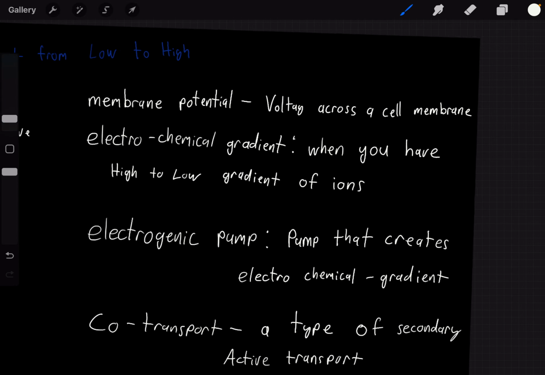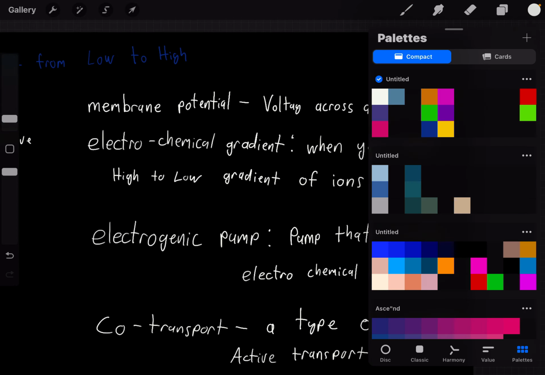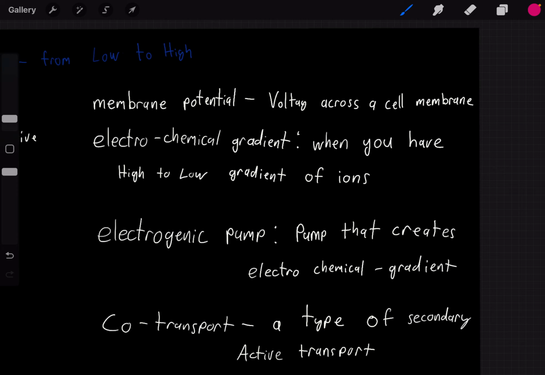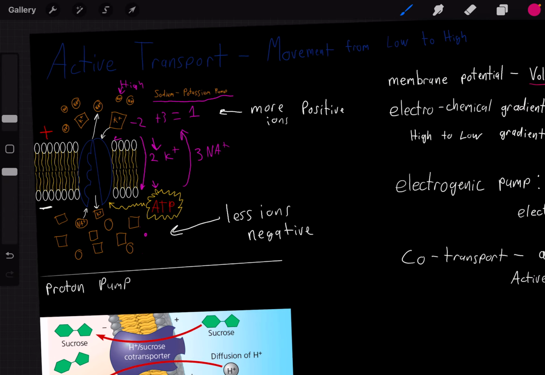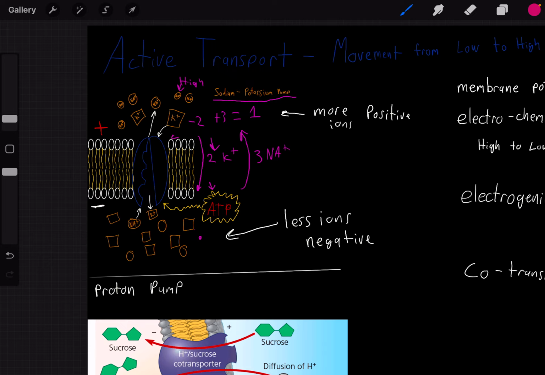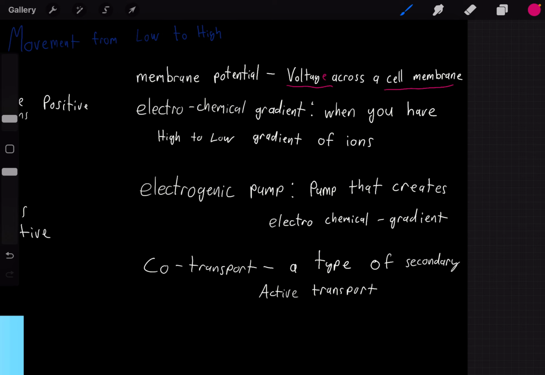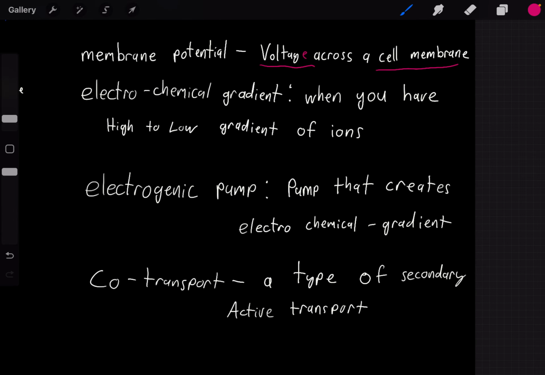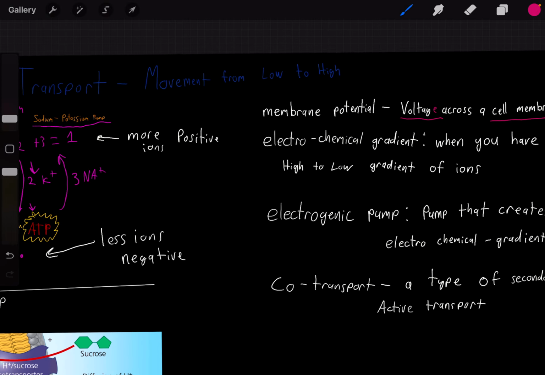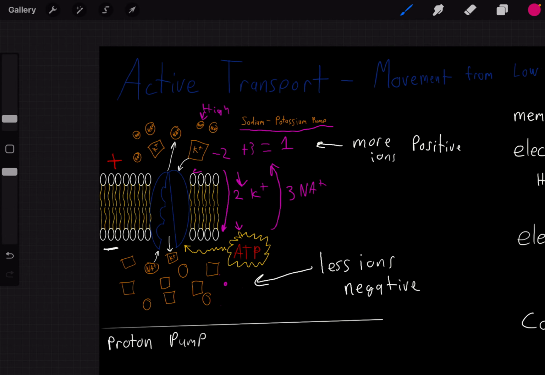Now, we need to talk about a few things here. Membrane potential, all it is, is the voltage across a cell membrane. So the voltage across specifically this cell membrane, if we were to calculate it, that would be the membrane potential. An electrochemical gradient is just when you have a high to low of ions. So again, here we do have a high to low concentration. We have more sodium on the top, and we have less sodium and potassium on the bottom. This creates a positive and negative electrochemical gradient.